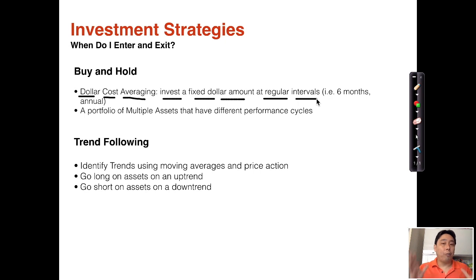Now, I must stress that for this to work, it must be a fixed dollar amount. For example, you decide to invest $10,000 or $100,000 or $1 million or $1,000, whatever it may be. But once you decide, you cannot change it. You have to fix it consistently. So let's imagine you invest $10,000 every 6 months at a regular interval. Again, it could be every 1 year or every quarter.